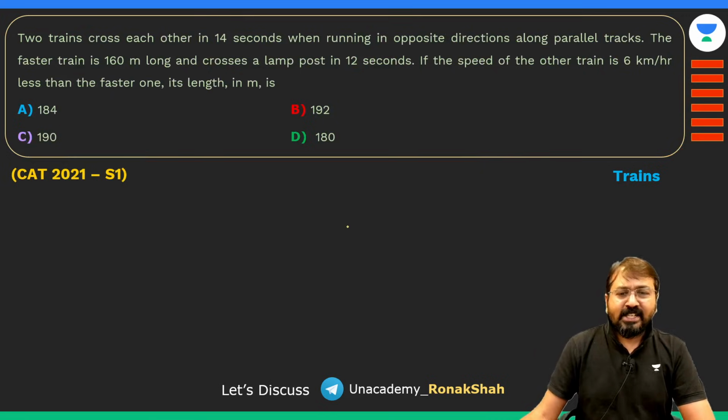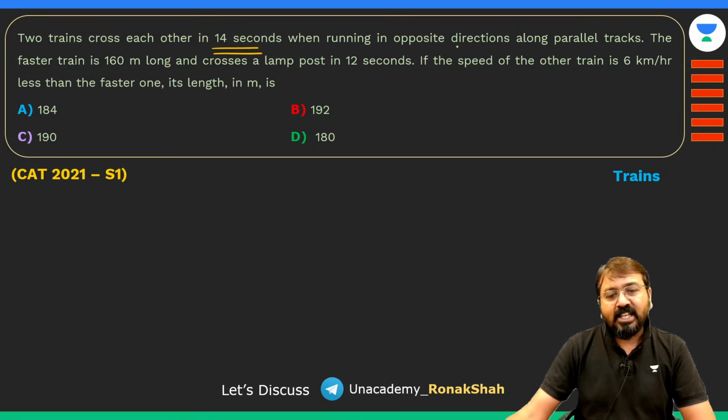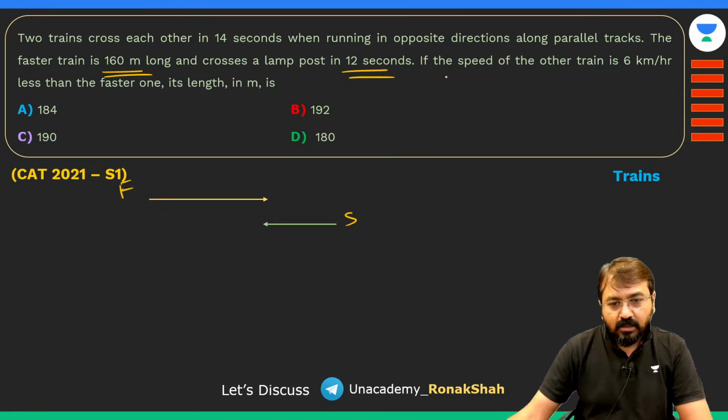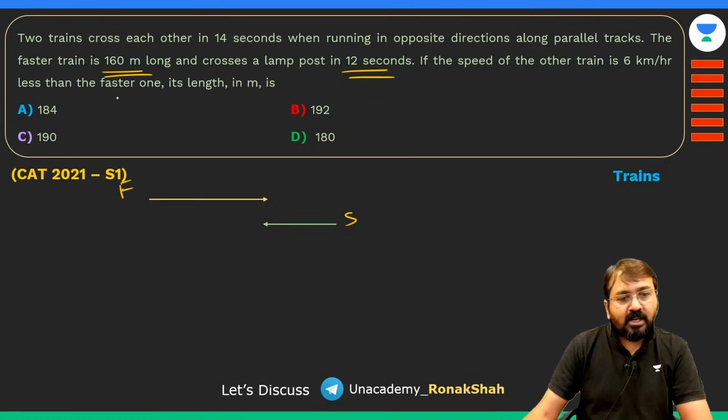Okay? Chalo, let's take one more train question, and this is once again not that difficult. Two trains cross each other in 14 seconds when running in the opposite direction along the parallel tracks. The faster train is 160 meter long, crosses a lamppost in 12 seconds. Now guys, based on this, I can find out the speed of the faster train. Suppose this is the faster train, this is the slower train. And if the speed of the other train is 6 km per hour less than the faster one, its length. So we need to find out length of this second train. Let's assume it's y meter and this is x meter.